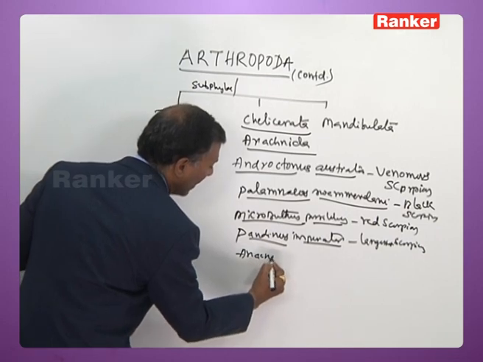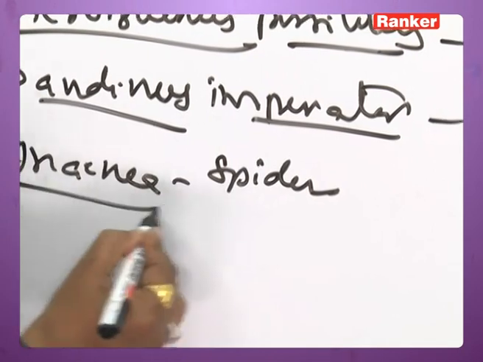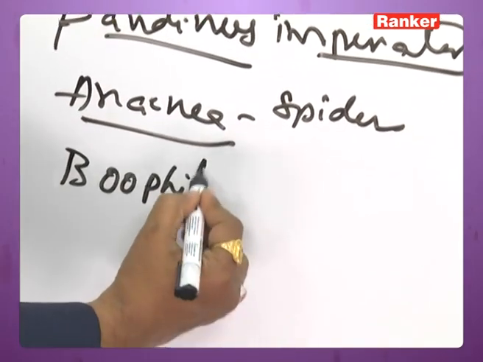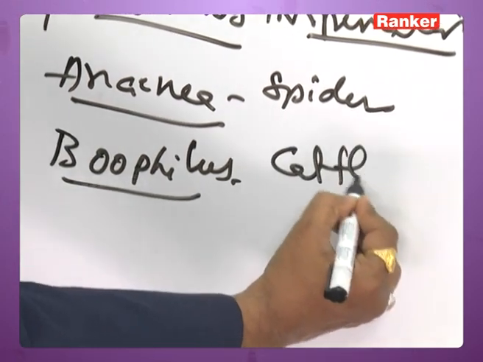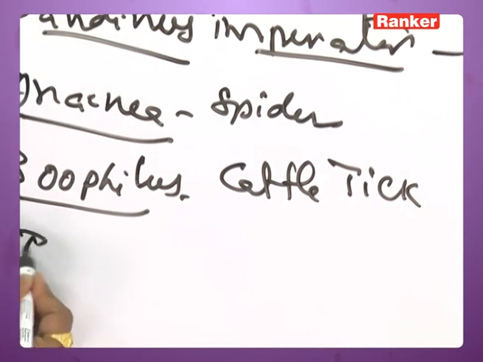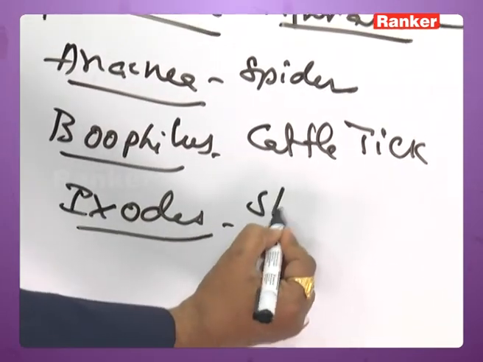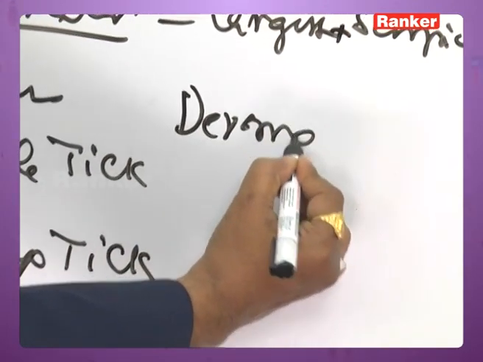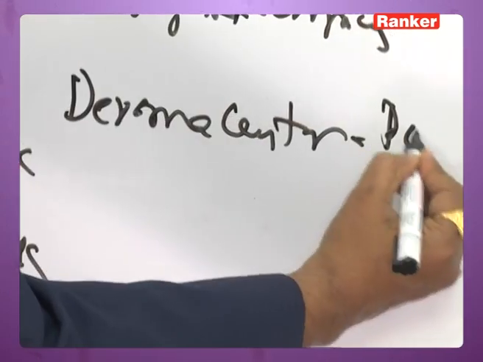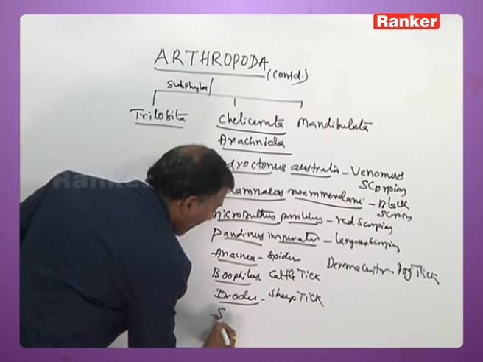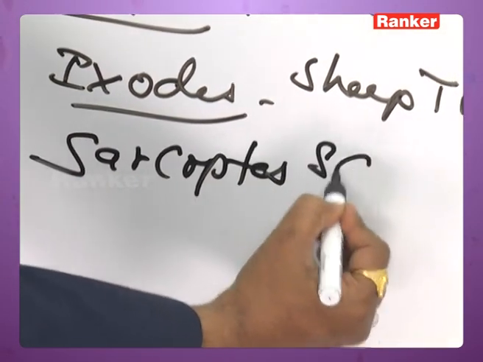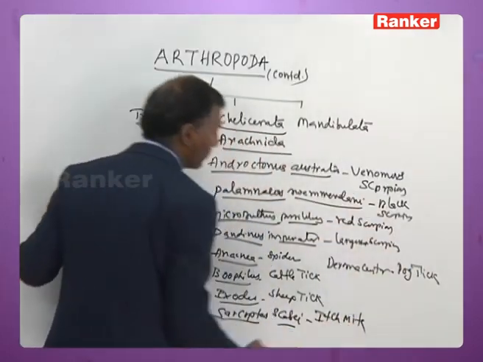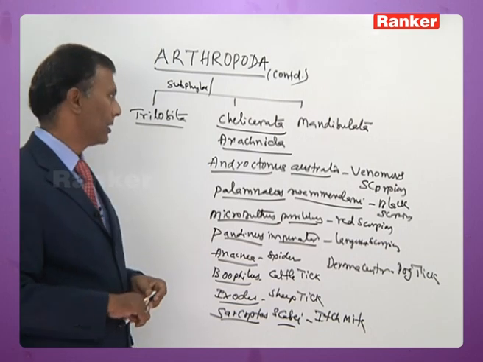Araneus is a spider. Boophilus is a cattle tick. Ixodes is a sheep tick. Dermacentor is a dog tick. Sarcoptes scabiei is itch mite. So these are the examples for Arachnida.